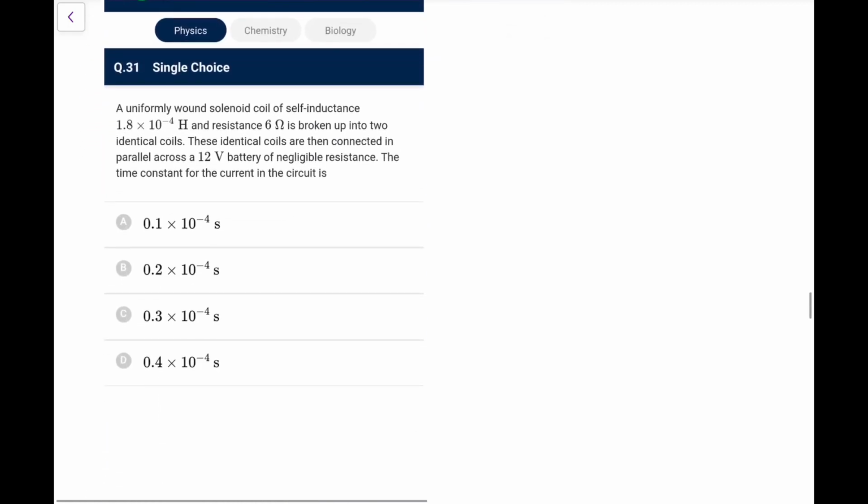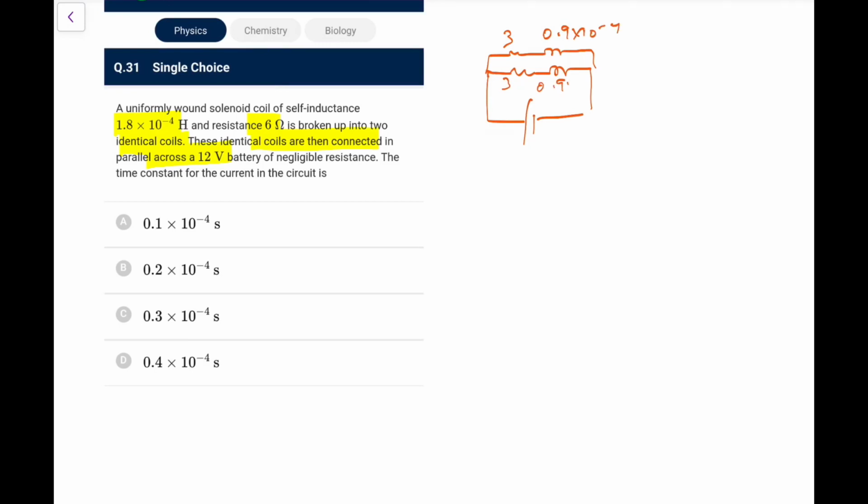A uniformly wound solenoid coil of self-inductance, this resistance is broken into two identical coils. These are then connected in parallel across a 12-volt battery of negligible resistance. The time constant for the circuit is. So it becomes something like this. This is the first one and this is the second one. So this is the circuit. First of all, because it is broken, it is 3, 3, and this would be 0.9 into 10 to the power minus 4, 0.9 into 10 to the power minus 4.